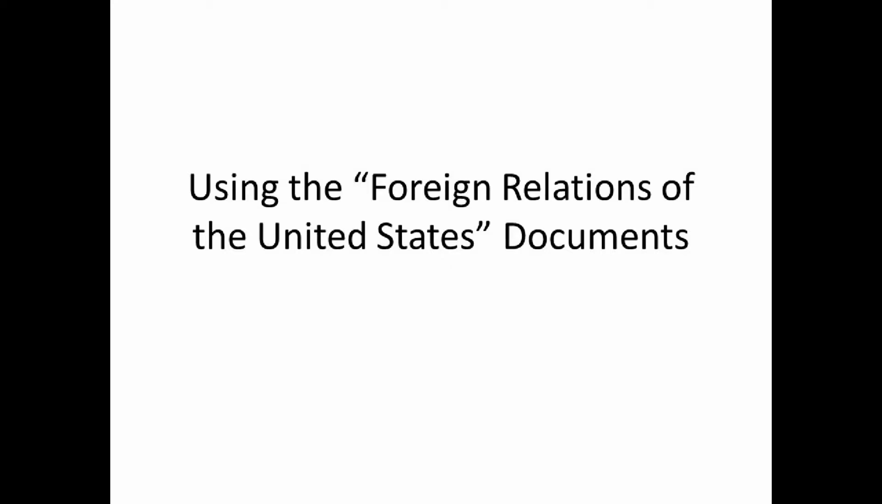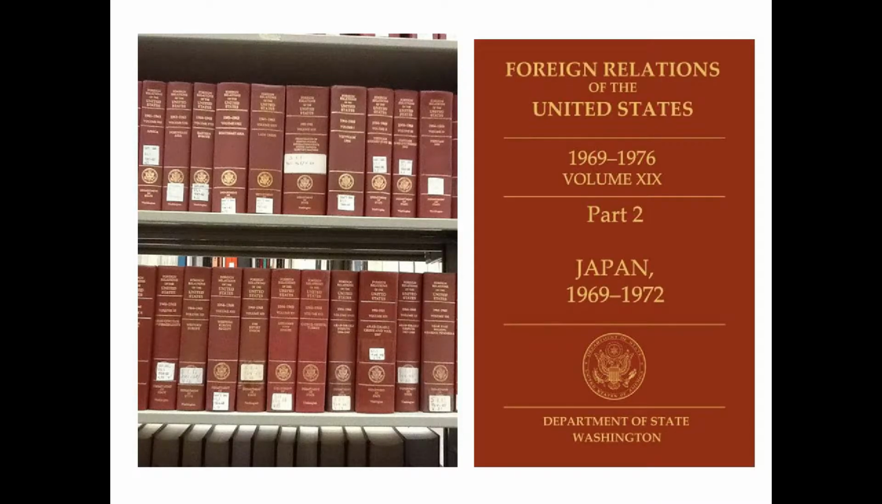This presentation is on using the Foreign Relations of the United States documents, also known as FRUS. So what are the Foreign Relations of the United States? Well, these are a set of books that include excerpts from various diplomatic records produced by the American government. They're usually organized by region, by country, by year, and then published by the Department of State, specifically the Office of the Historian, which is, I think, a really cool job.